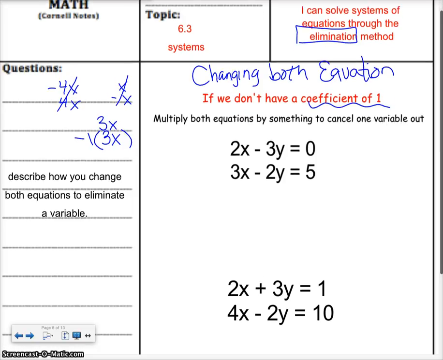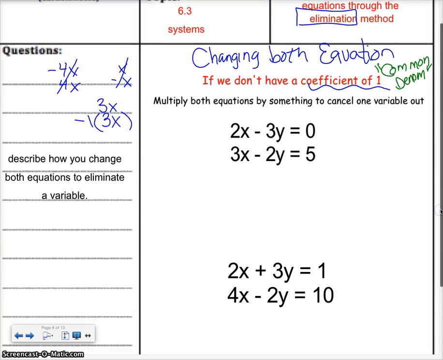What I like to connect your prior knowledge to, think about common denominators. That's what everything's going to go based on, hey, what would the common denominator be of these two terms? And that will tell you what you should multiply them by to cancel it out.